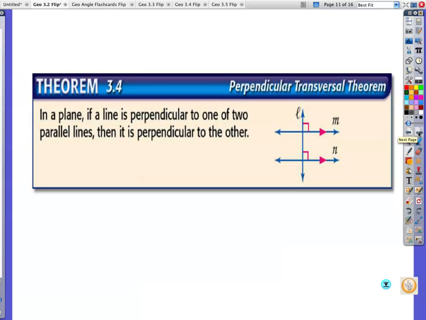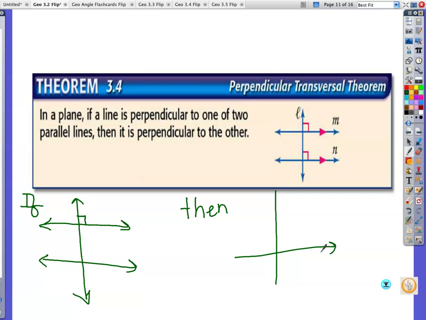This you just need to write down. You need to have it in your notes. It's the perpendicular transversal theorem. Do I need to know that by name? No, you don't need to know that by name. Basically, if you have a line that's perpendicular to one of 2 parallel lines, so if I know I have my parallel lines, and I've got some kind of a transversal running through it.